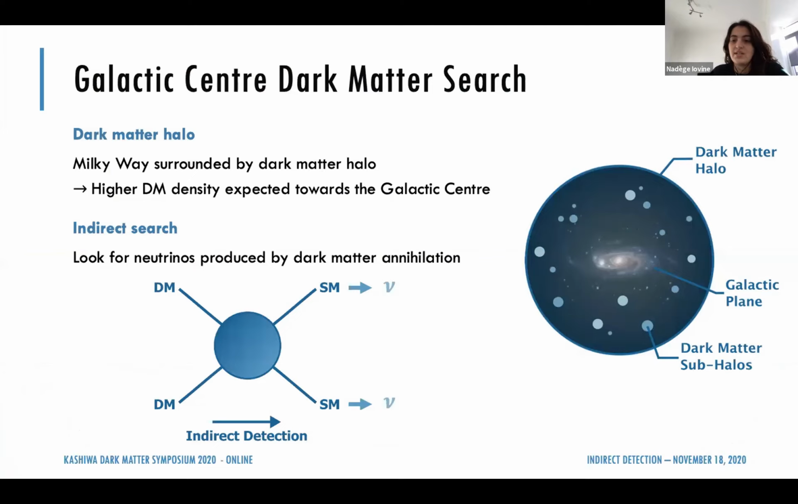So we expect galaxies to be surrounded by dark matter halos with an increased density towards the center. And this higher concentration of dark matter at the center of galaxies would favor their annihilation into standard model particles, making, for example, the Galactic Centre a good target for indirect searches. For this analysis, we will more precisely be looking for neutrinos originating from dark matter annihilation in the Galactic Centre.